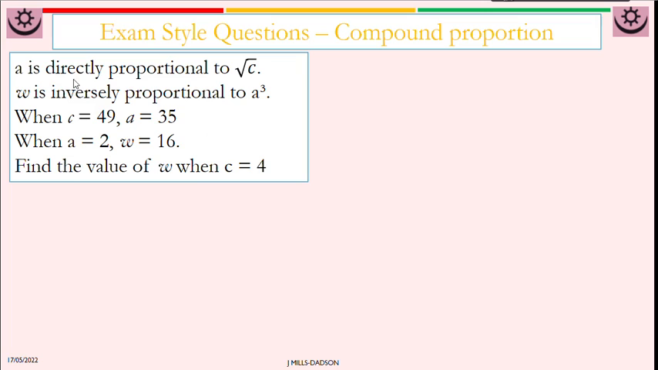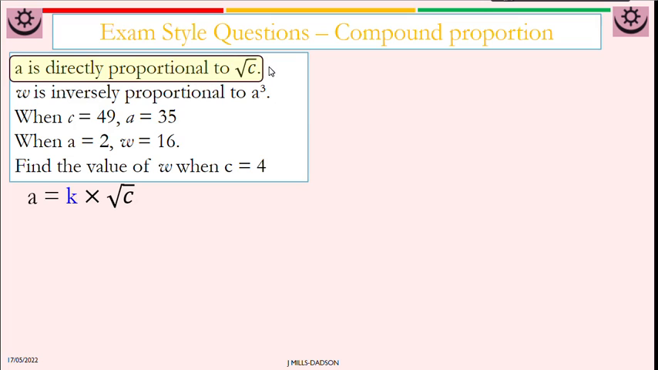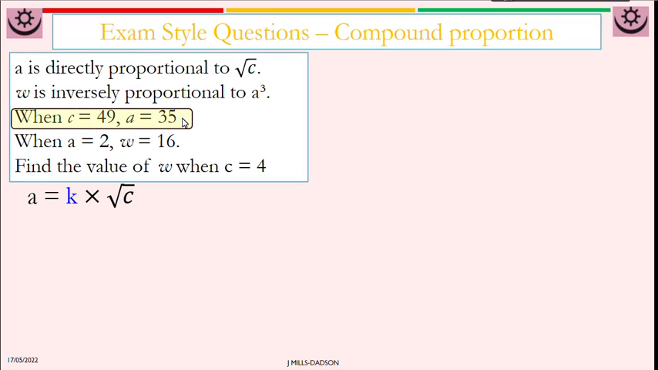So let's try to find a formula for A. Let's try to find a formula for W separately. So we start with the first one. I'm using this, it says directly proportional. So it's A equals K times square root of C. And I'm going to use the initial values given for A and C to create my equation and work out K. So substitute C and A, 49, 35.